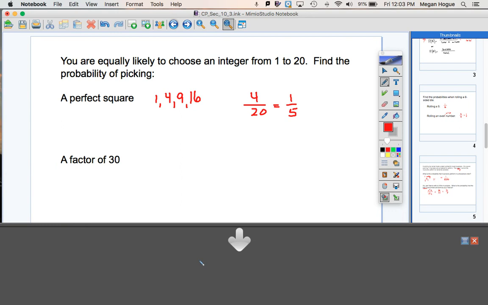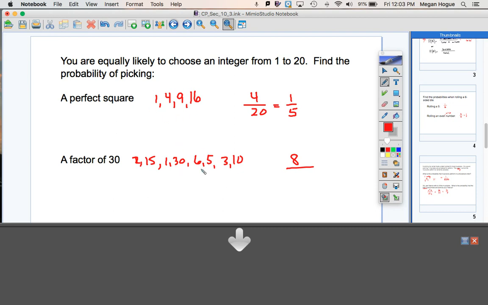And then a factor of 30. So a factor has to go into 30. So we think about factors. I like to do them in pairs. So 1 and 15. Well, that's not right. How about 2 and 15? 1 and 30. 6 and 5. 3 and 10. I think I've got them all. 1, 2, 3, 4, 5, 6, 7, 8.